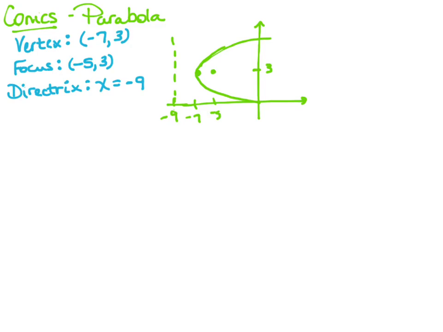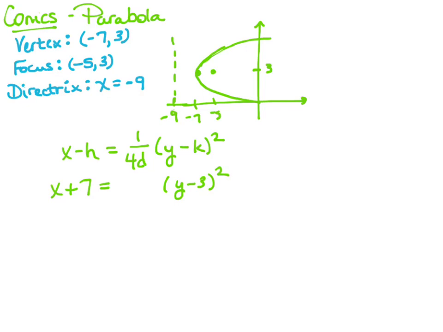Now to write the equation for this parabola, since we are opening to the right, that means that my y term is going to be squared, and so we're going to use the form of the equation, x minus h is equal to 1 over 4d times y minus k squared. My h and k are the vertex, and so my h is -7, so this is going to be x plus 7 equal to y, and my k is 3, so y minus 3 squared. So all I need now to complete this equation is to find that d value.